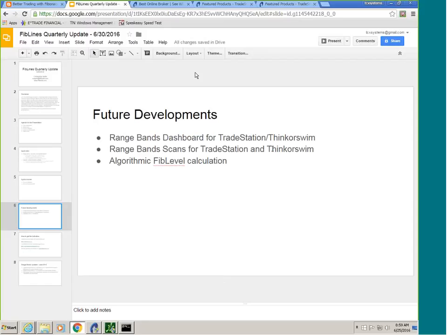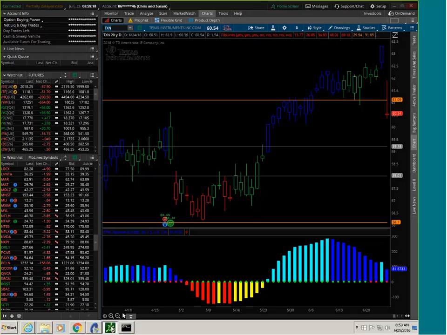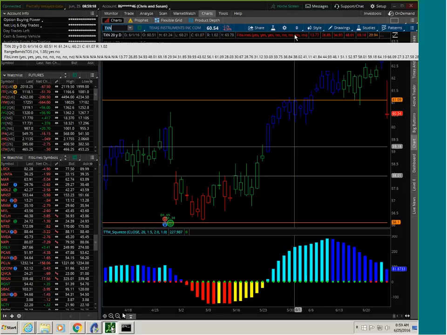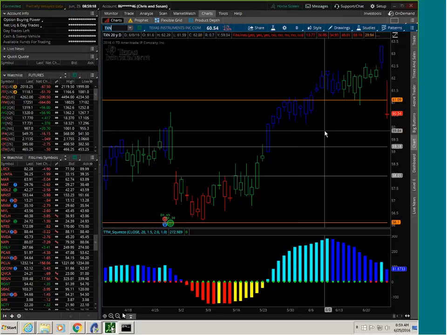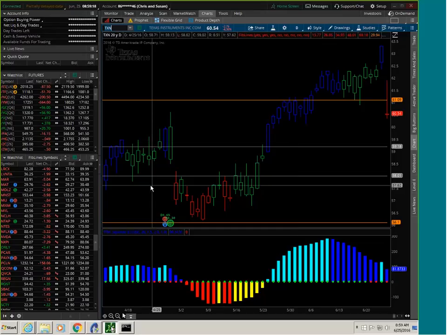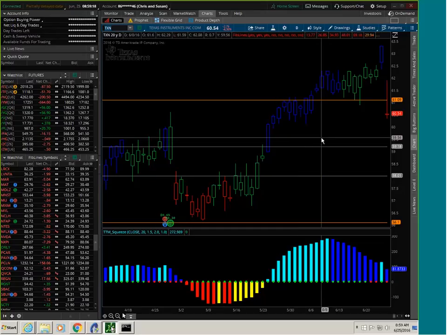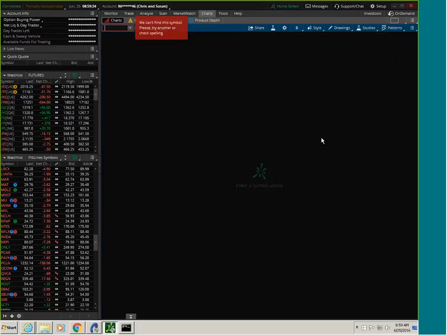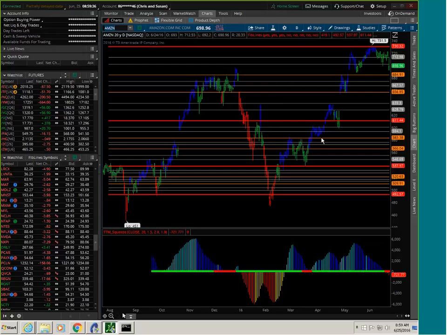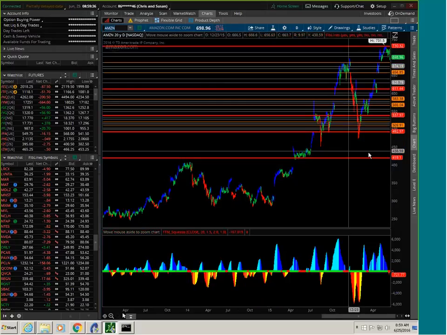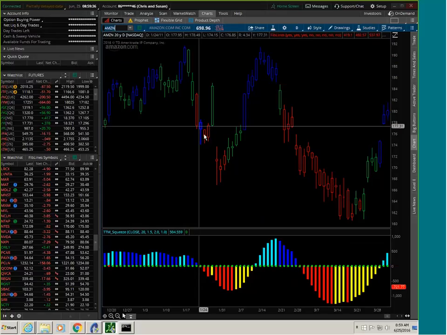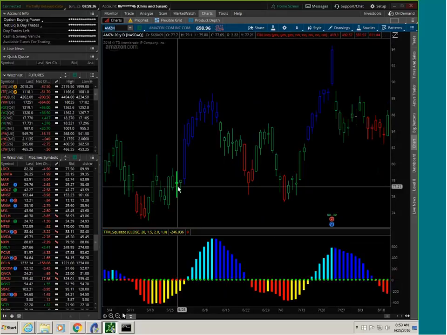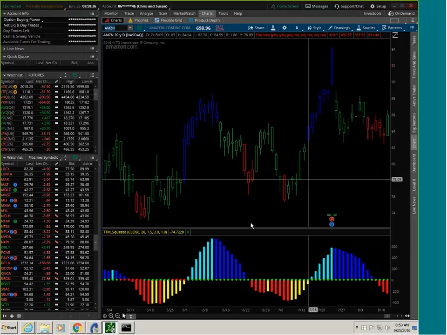Also like to introduce scans for TradeStation and Thinkorswim so that you can scan symbols and find 2-bar reversals where you have 2 consecutive red or blue bars. I pointed out on the TradeStation Trading App Store that when looking for trend changes, it's probably best to wait for 2 consecutive red or blue bars. So, give an example here. Amazon went blue here and then went red almost immediately once again. So it's good to wait for 2 consecutive blue or red bars before you identify a change in trend.